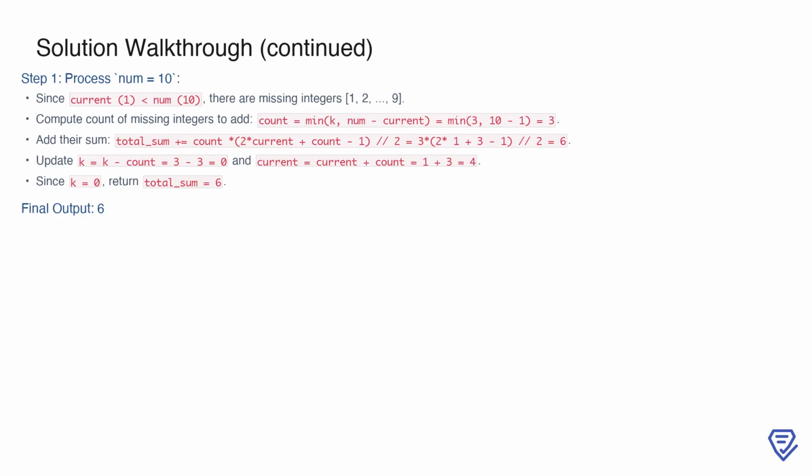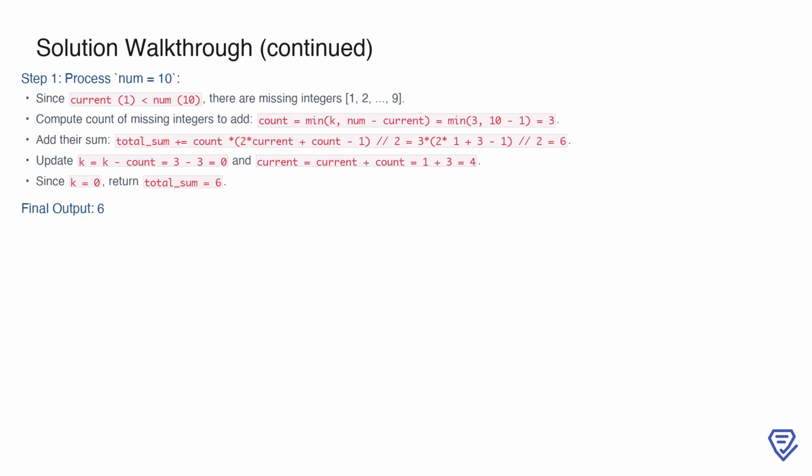Here, current is 1, which is less than number, meaning there are missing integers between them. Specifically, the integers 1 through 9 are missing. Since k is 3, we only need to add the first 3 of these missing integers. We calculate their sum using the formula total_sum += count * (2 * current + count - 1) // 2, where count is min(k, number - current).